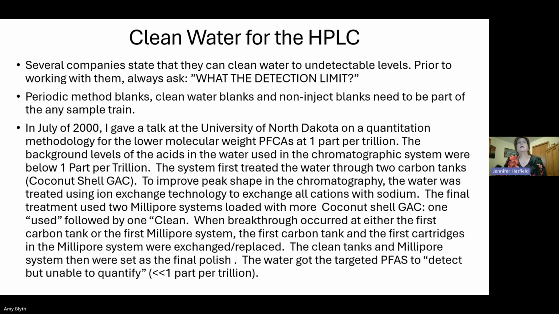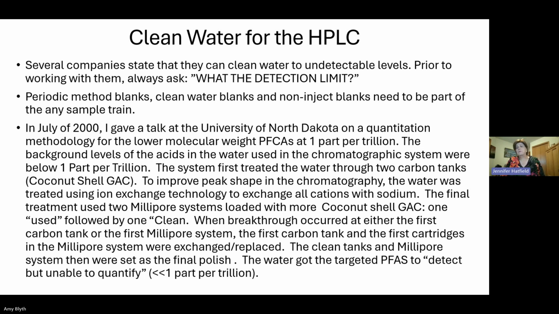When you're doing a run and you've set up your analysis, always do periodic method blanks. So that's water you've taken through the entire process, but you didn't have any sample with it. That's going to really address the cleanliness of your instrument, your sample prep methodology, how that works. Clean water blanks is going to just take a look at, is the water you're using contaminated with your target chemistry? And then non-inject blanks, that's looking at, you're not doing your injector, you're not doing anything like that. That's looking more at your tubes that are going to your mass spec or your detection methodology. And so that's going to help you troubleshoot if anything goes wrong.